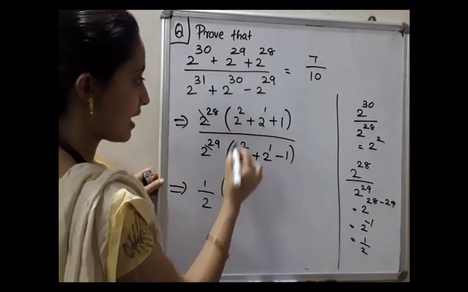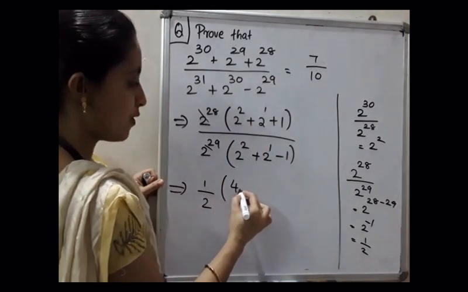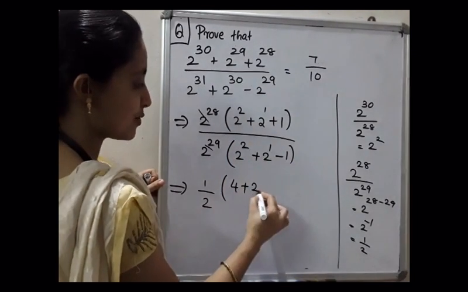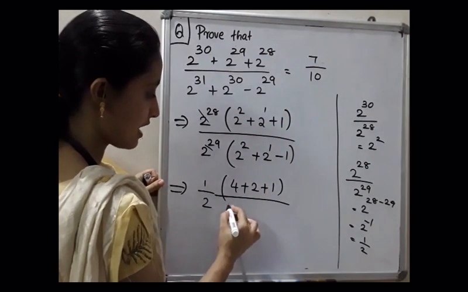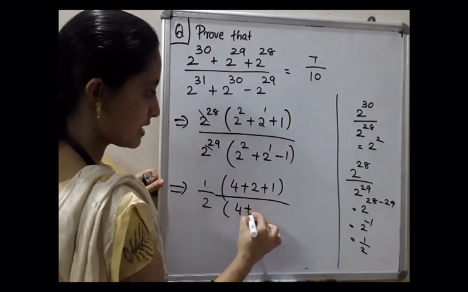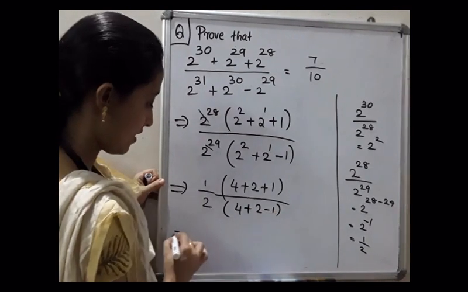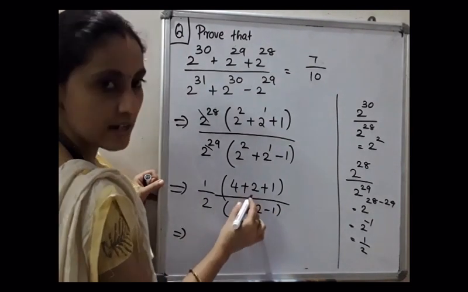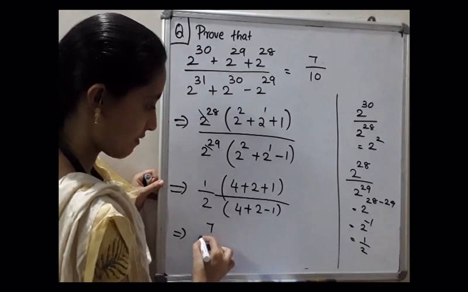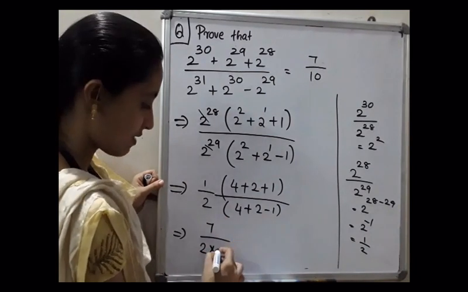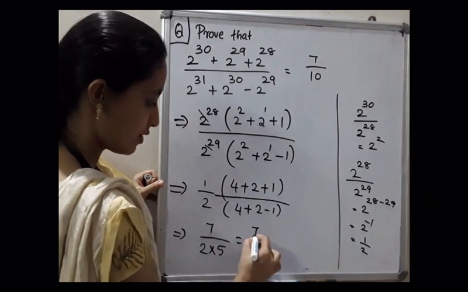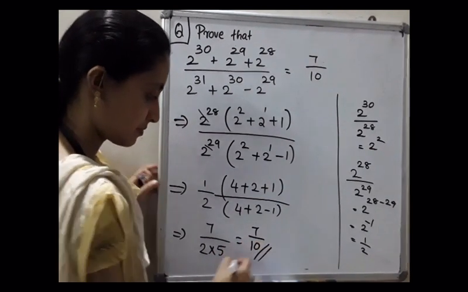What is the balance in the numerator? 2 raised to 2 is 4, plus 2 raised to 1 is 2, plus 1. Then divided by, what is left here? 4 plus 2 minus 1. So 4 plus 2 is 6, 6 plus 1 is 7. So 7 divided by 2 into 4 plus 2 is 6, 6 minus 1 is 5. So that is equal to 7 by 10.